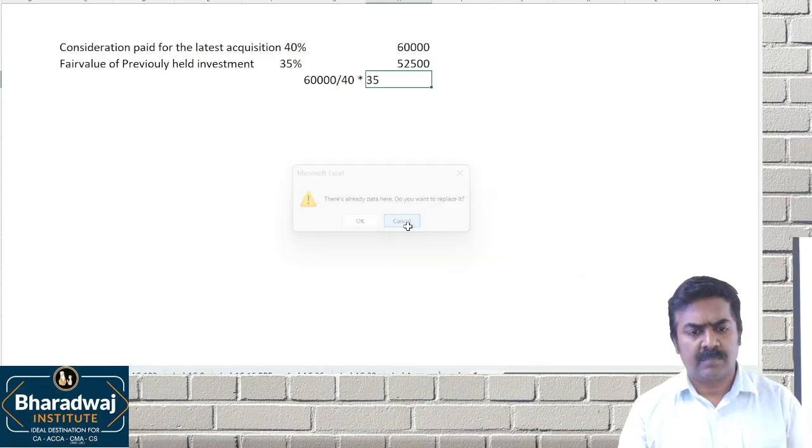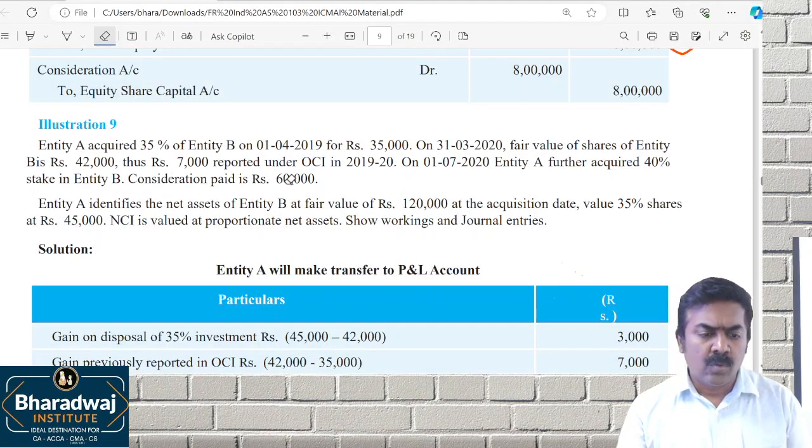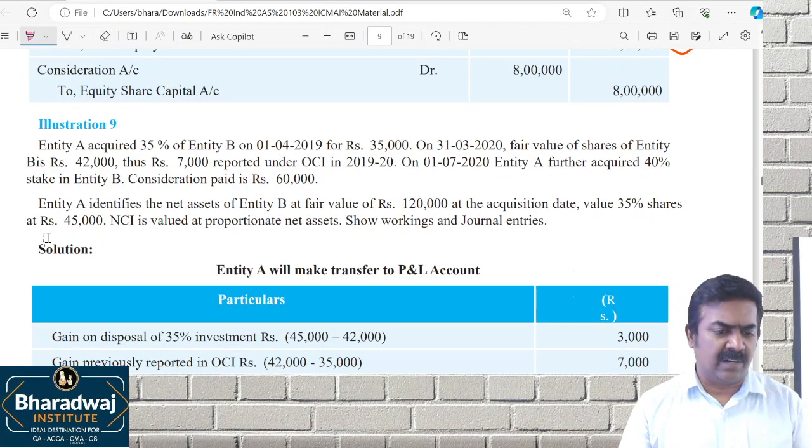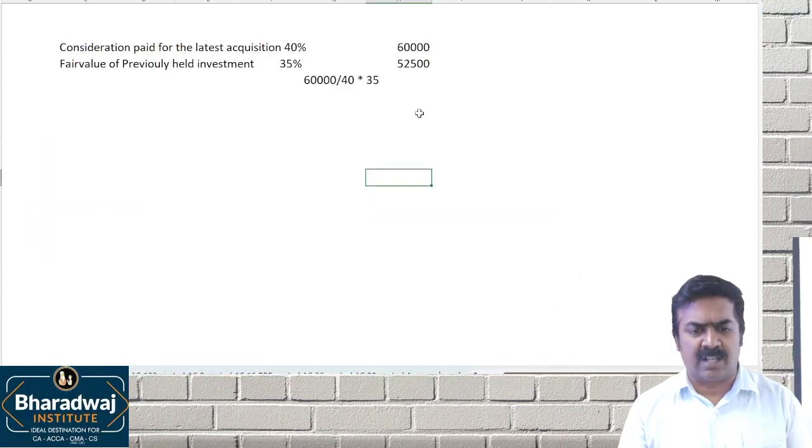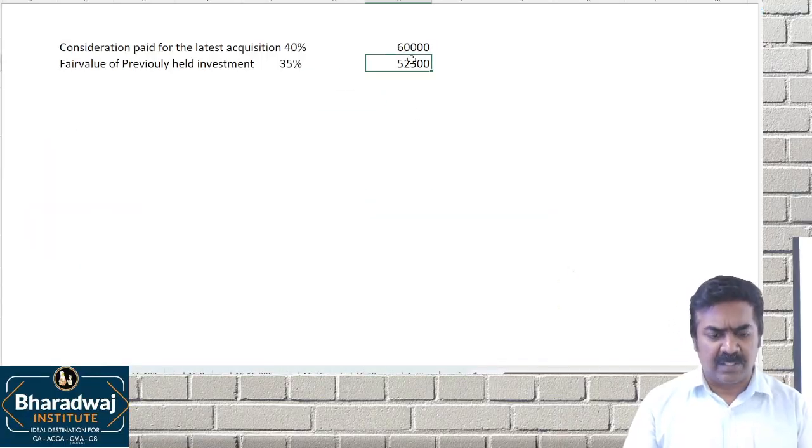Previously everything has been given there. This 45,000 they have given. Oh, okay. Fair value is given. Okay, then you can take it. If that is not given, we'll work out by this method. So if that is given, you can take that. 45,000. Then, what is the total?